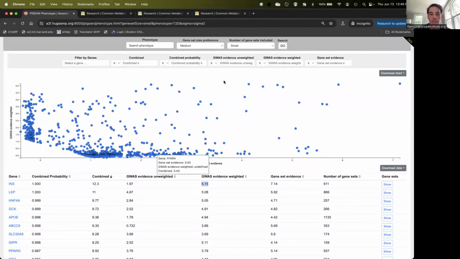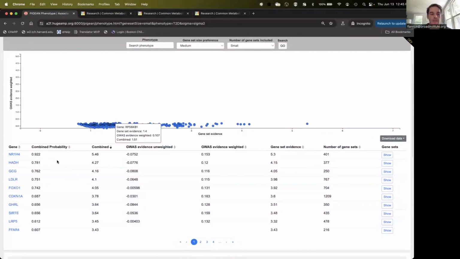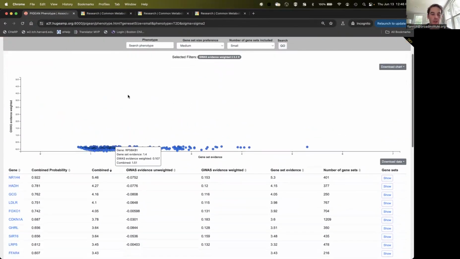Okay. And you can do things like sort the table and filter it. So, one cool thing you can do is say, I want to get rid of all of the genes that have any GWAS evidence at all, weighted. Like these are your top novel genes, right? Oh, sorry. No, sorry, I'm doing the opposite right now. These are genes that do not have a signal, but there's a lot that is known about them.